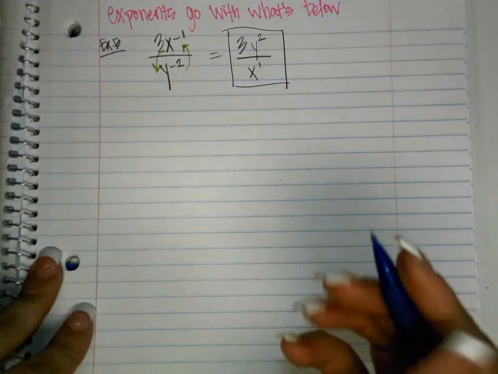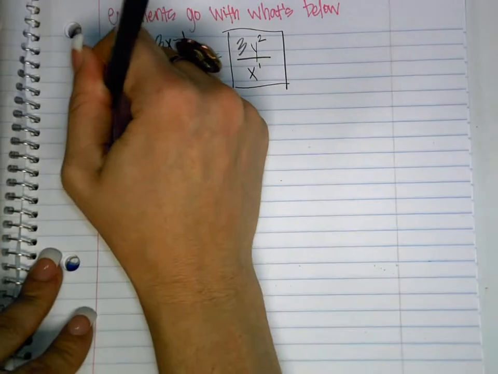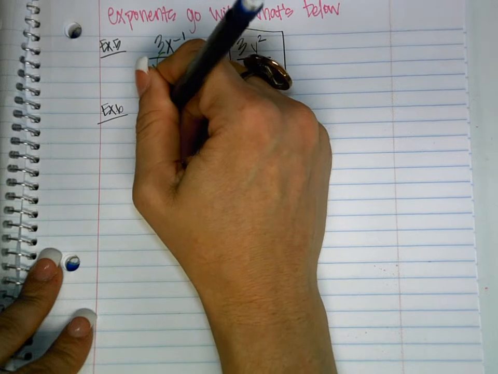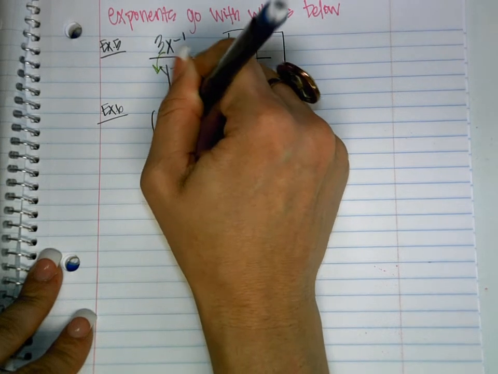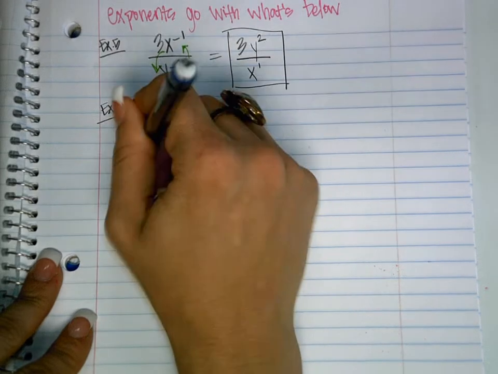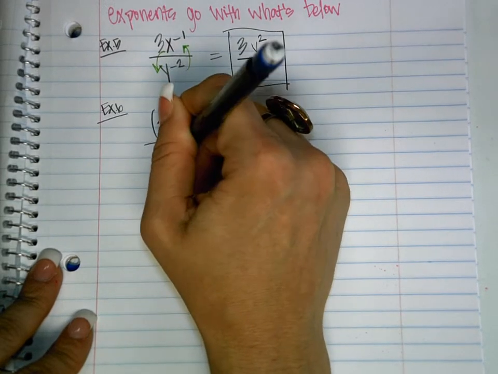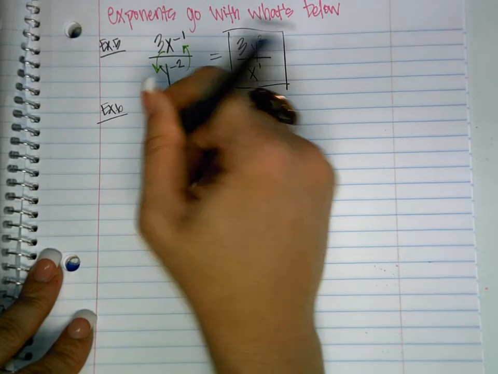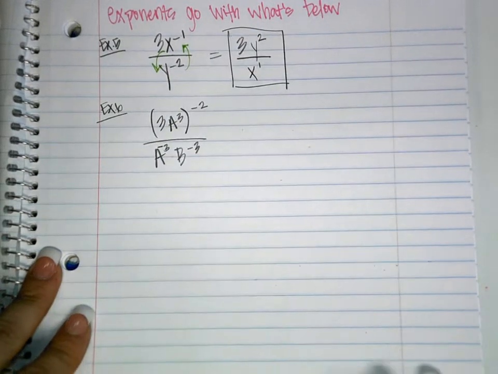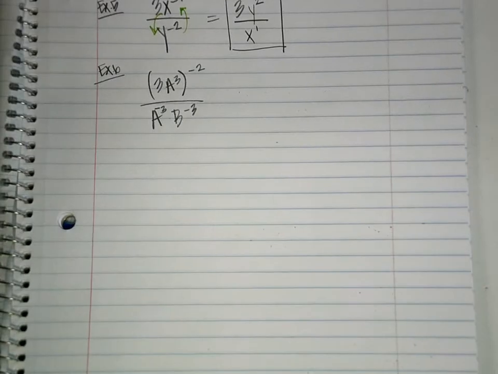It doesn't change anything. Try another one for number 6. I want you to simplify, in parentheses, 3a cubed, cubed is an exponent of 3, to the negative 2 power, over a cubed, a to the negative 3rd power, b to the negative 3rd. So 3a cubed to the negative 2 over, excuse me, a to the negative 3, b to the negative 3.